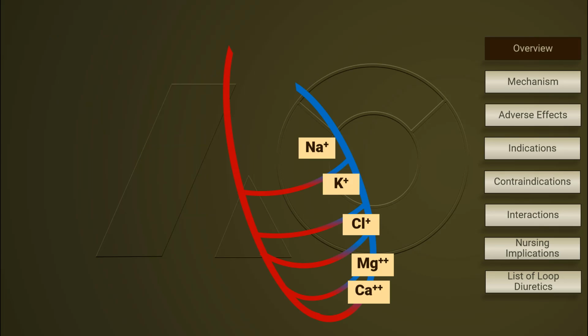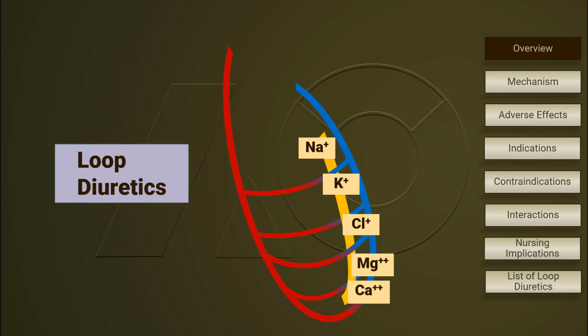Among all diuretics, medications working on the ascending loop of Henle are most effective in moving sodium and chloride. Therefore, they are the most powerful diuretics, which is the loop diuretics.